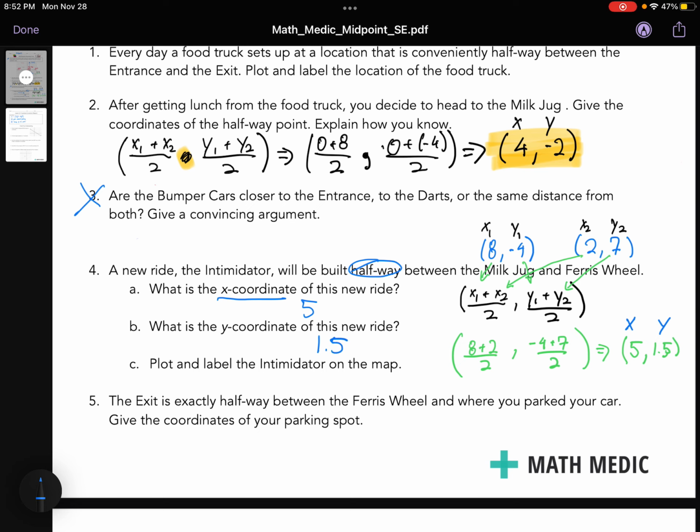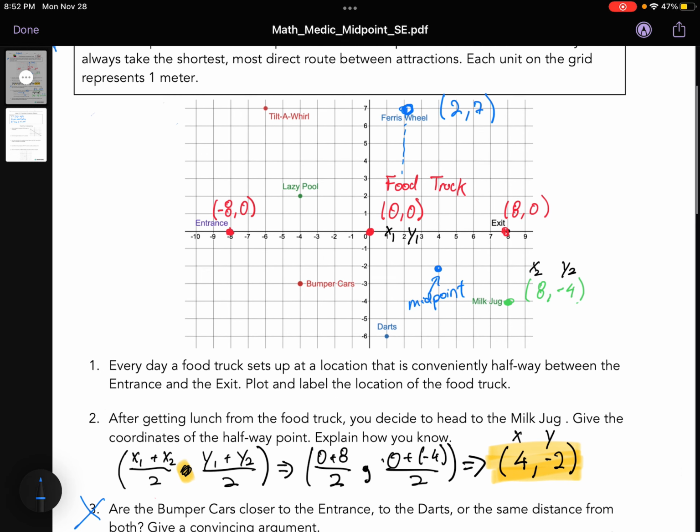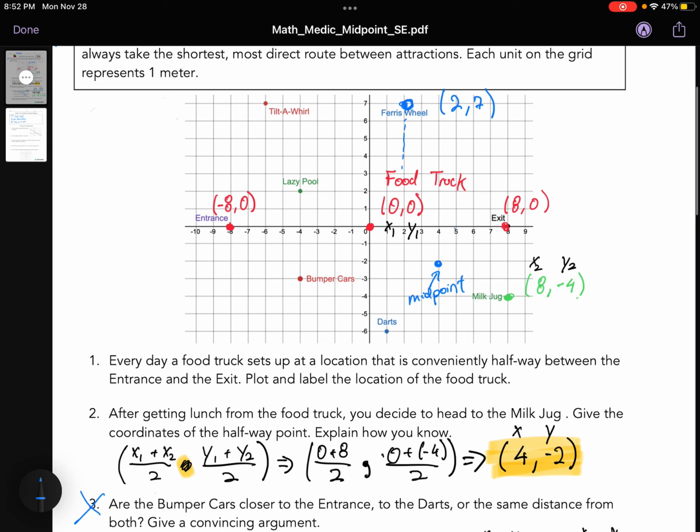What is the y coordinate? 1.5. Plot and label the Intimidator on the map. Let's go to 5, comma 1.5. So Intimidator is at 5, comma 1.5. That is the Intimidator.